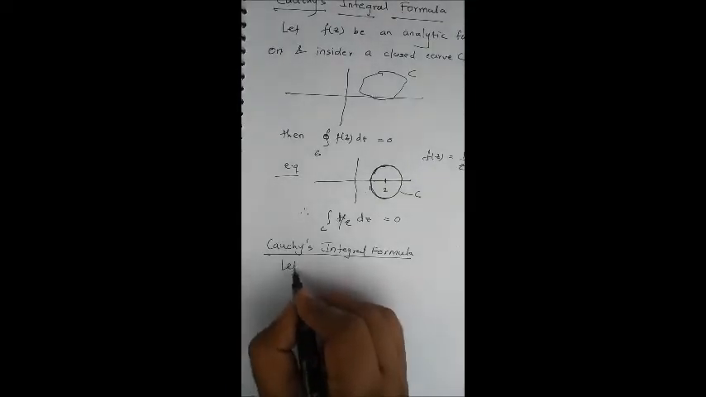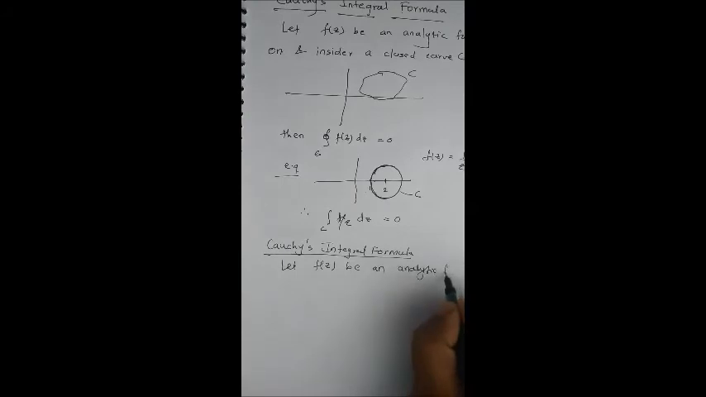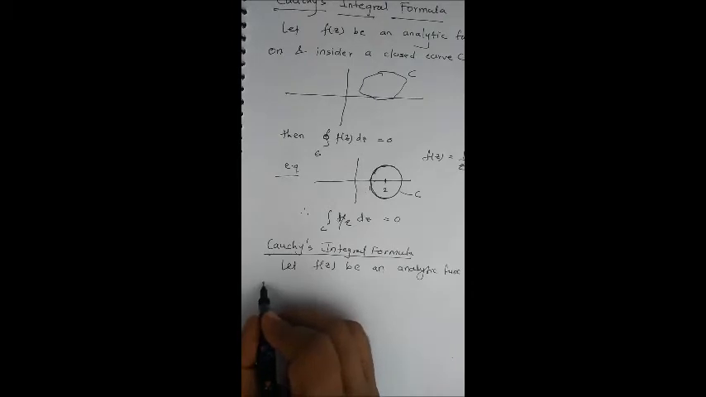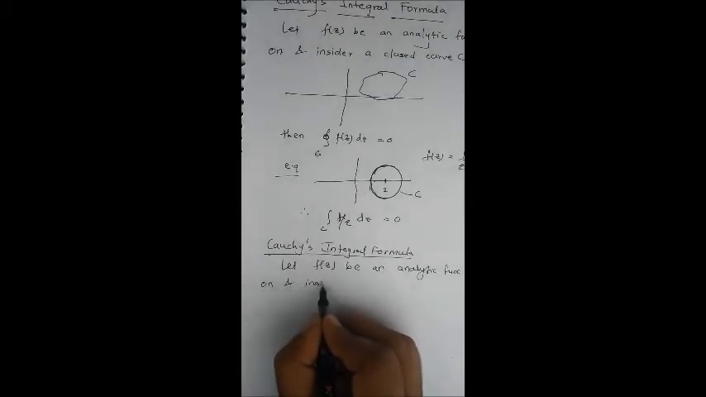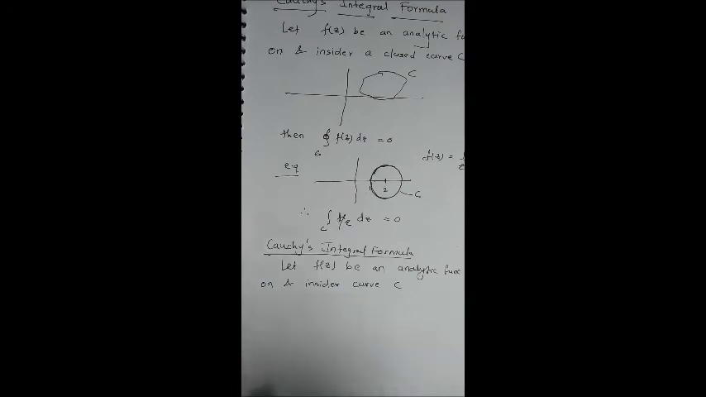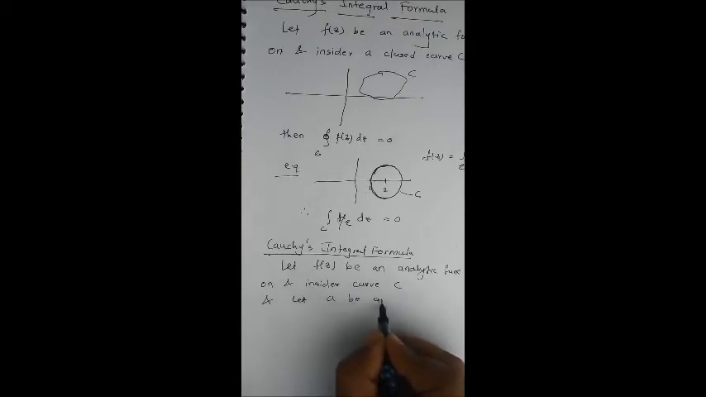So what is Cauchy's integral formula? Let f of z be an analytic function on and inside curve C, and let a be any point in C. So a is a point inside C.